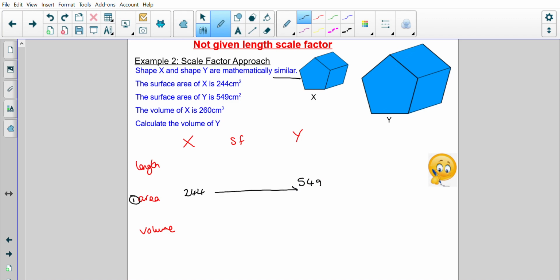To get the scale factor to go from X to Y, the areas, our area scale factor is 549 divided by 244, which gives me 9/4. Because I've started with area scale factor, I cannot jump straight to volume. I have to go back to length. So I'm going to go back now to my length, and I'm going to work out my length scale factor.